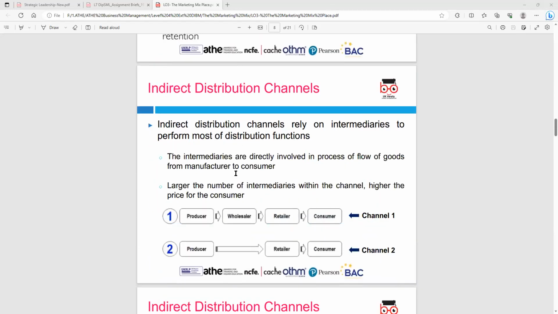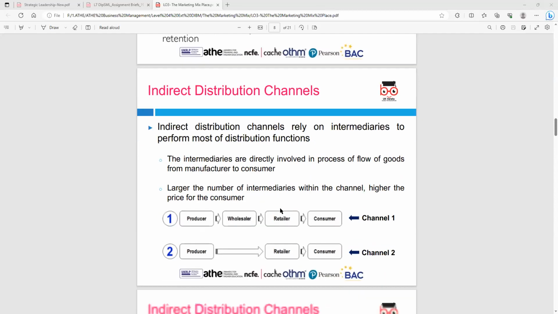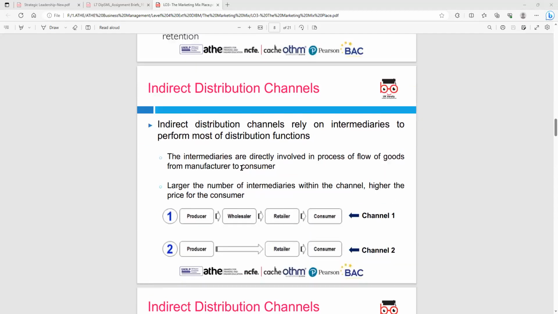Indirect distribution channel. The second way we can sell our goods and services is to use the indirect distribution channel. These are channels that rely on intermediaries or middlemen or other distribution channels like agents, for example. What are intermediaries? These are the people who act between yourself as producer and the consumer. They are directly involved in the flow of goods and services from yourself to the consumer.